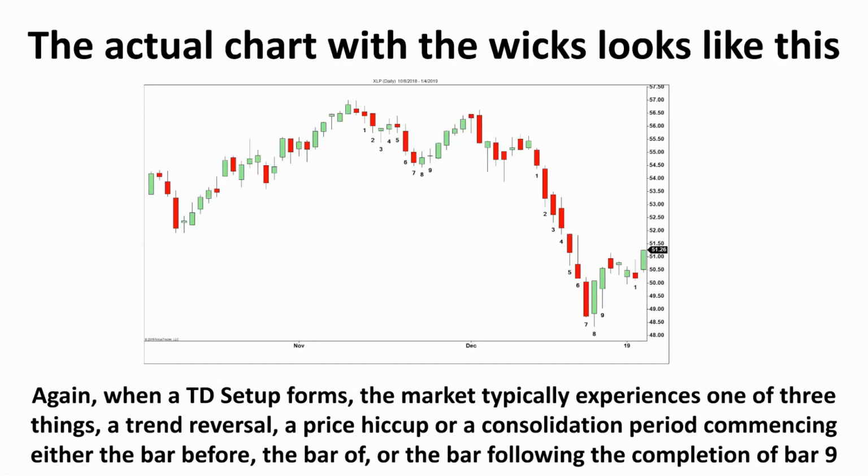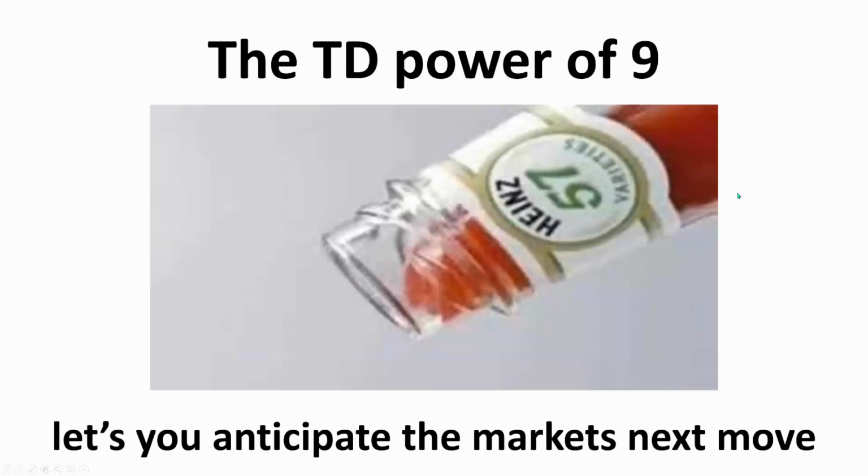So the actual chart for the XLP with the actual wicks looks like this. Again, when a TD setup forms, the market typically experiences one of 3 things: a trend reversal, a price hiccup, or a consolidation period commencing either the bar before, the bar of, or the bar following the completion of bar number 9. So the TD Power of 9 lets you anticipate the market's next move.